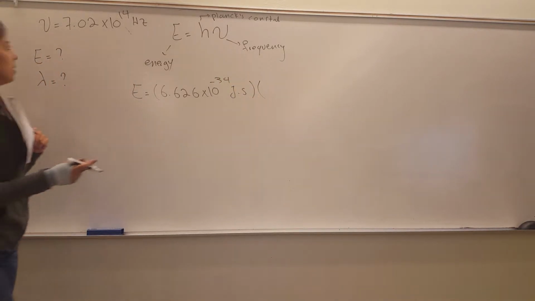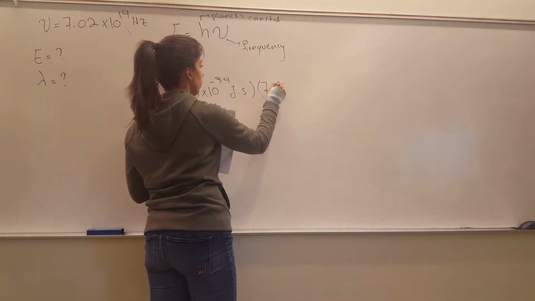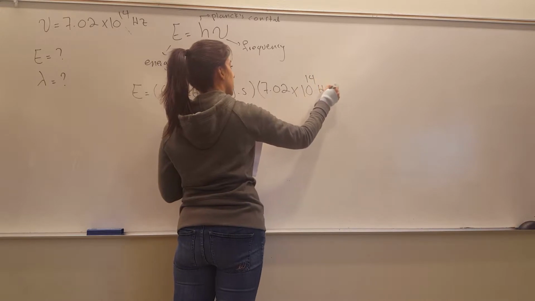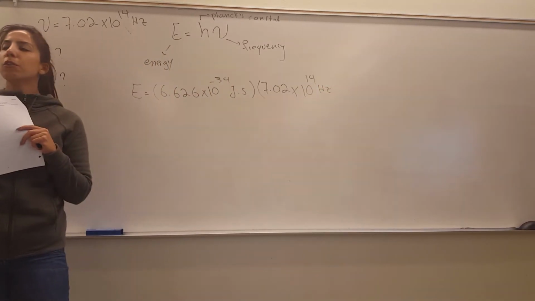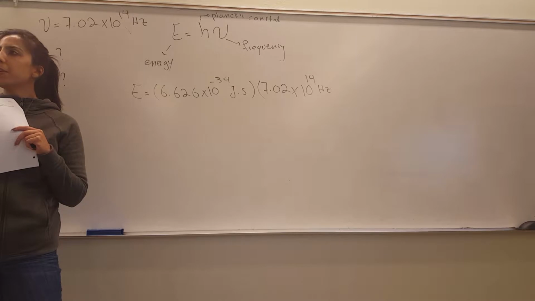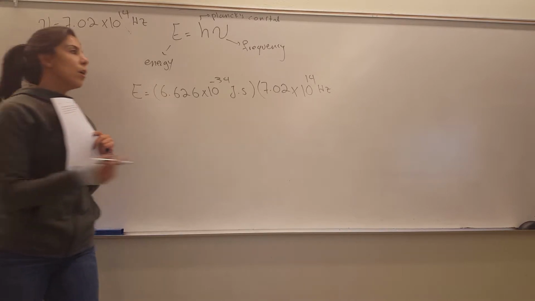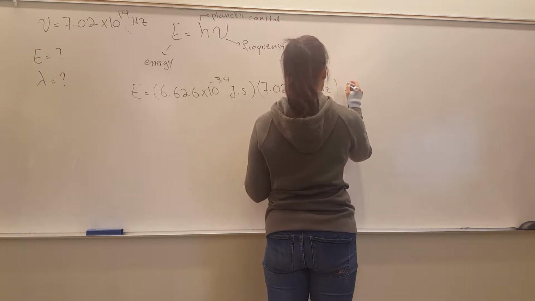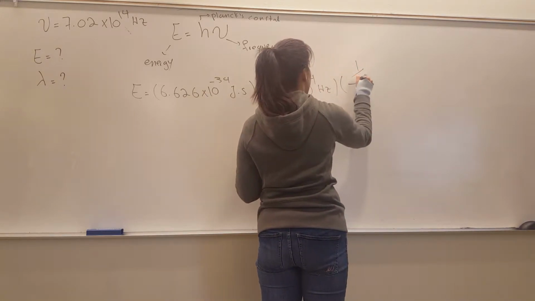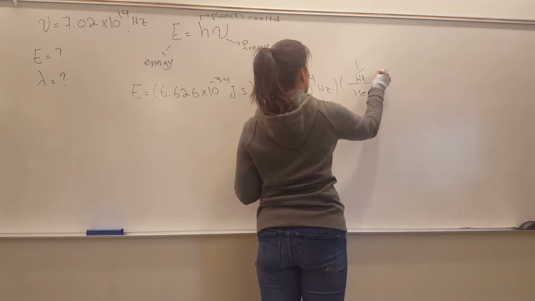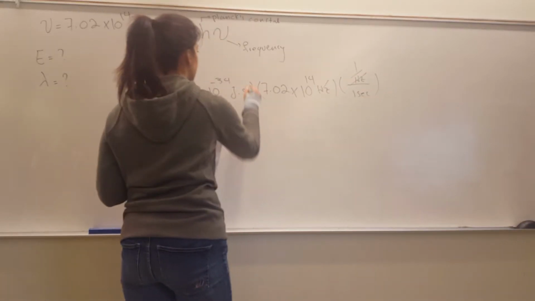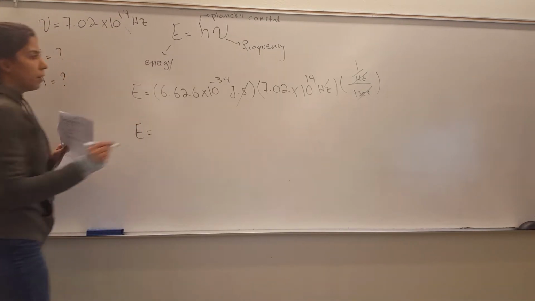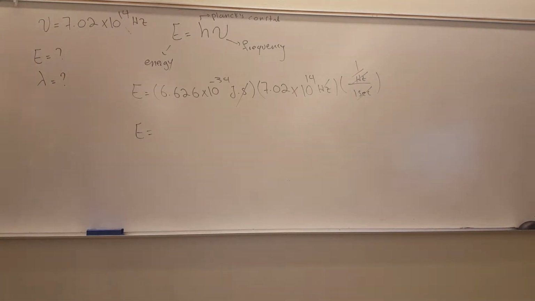And your frequency is 7.02 times 10 to the 14 hertz. For hertz, you could just assume that the unit of hertz is 1/second. Or if you want to convert that from hertz to seconds, 1/hertz is 1 second. So hertz and hertz cancel out, second and second cancel out. You end up with a unit of joules for the energy.